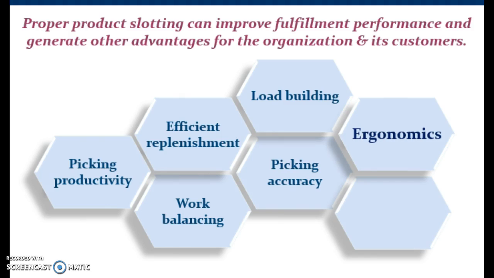Ergonomics. High velocity products are placed in easy to reach locations, which reduce bending and reaching. Heavy or oversized items are placed on lower levels or in a separate area where material handling equipment can be utilized. Pre-consolidation. Storing and picking product by family group can reduce downstream sorting and consolidation activity.